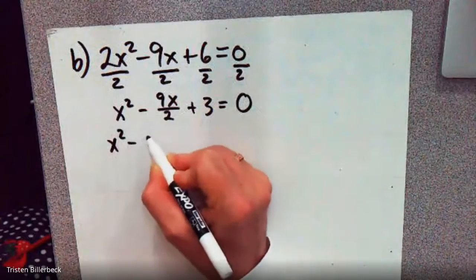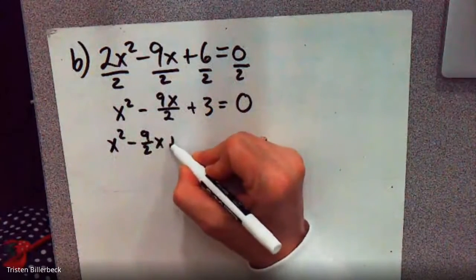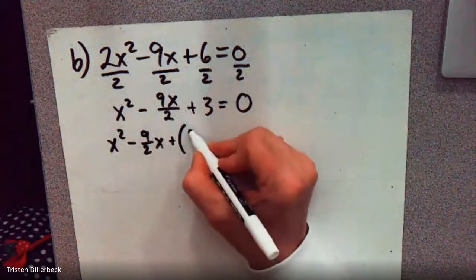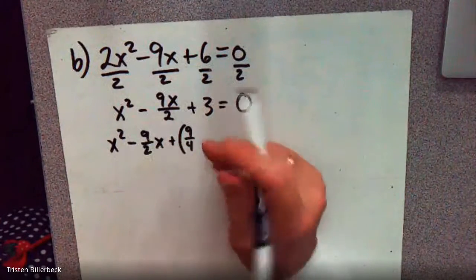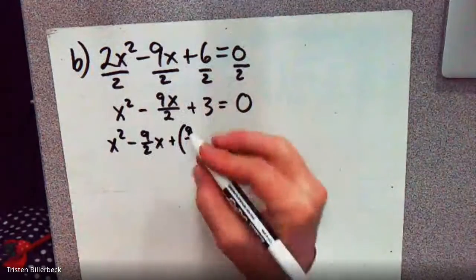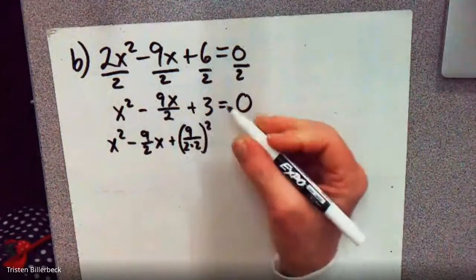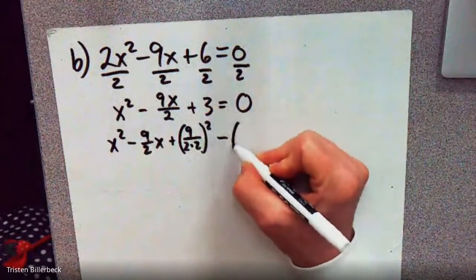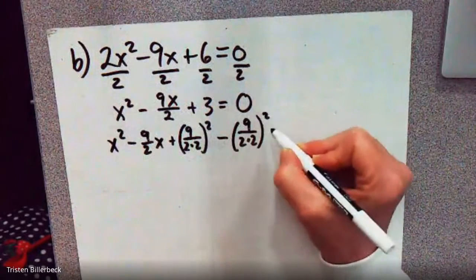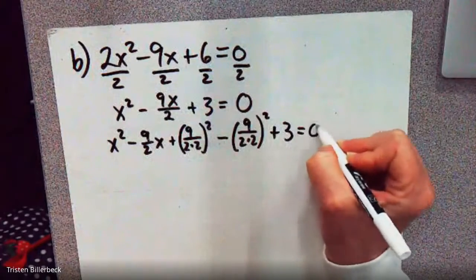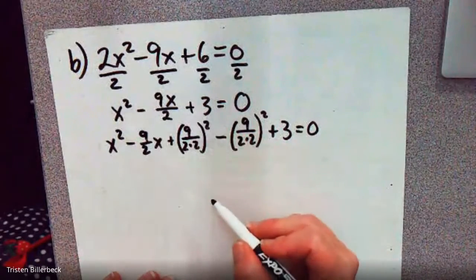We have x squared minus 9/2 x, and then I have plus, and I'm going to make that 9/4, because I'm going to divide that by 2. So it's 9/2 times, divided by 2 again, squared. But I can't just do that. I have to also subtract it, so I'm not really changing the equation. And then I have plus 3 equals 0. All right, so this gives me my perfect square trinomial.